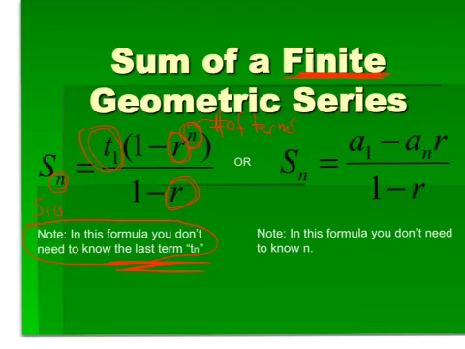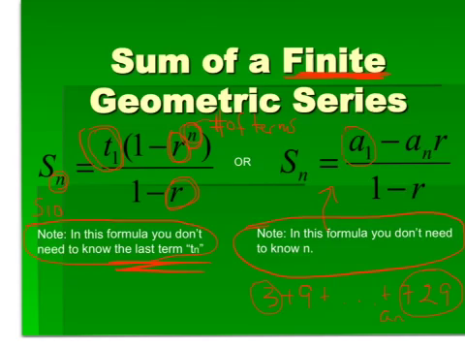In this second formula, the second version, in fact, they're the same formula, you don't have to know the number of terms. That also sometimes comes in handy. If I have something like 3 plus 9 plus ... plus 729, I don't know how many terms there are here, but I do know my first term, and I do know my last term, which would be my nth term, or in this case, a sub n. So if you want to use this formula, you still need to know the first term.